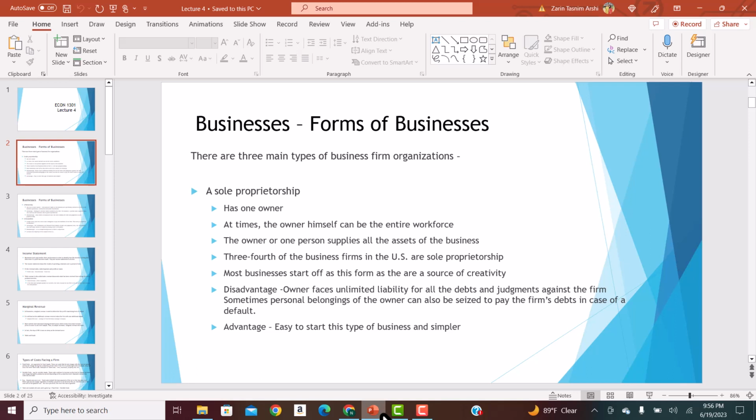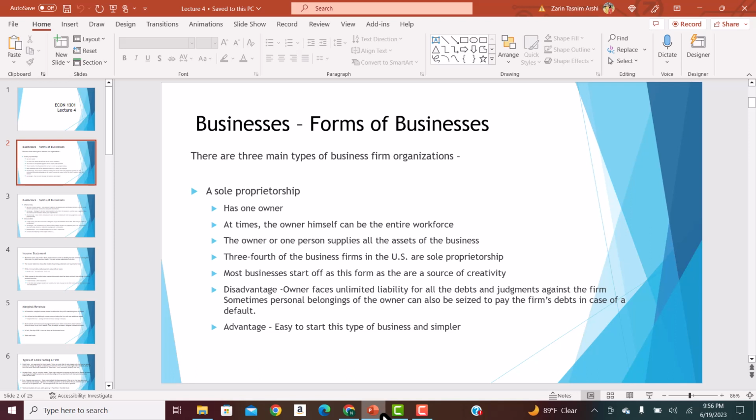The first one is called the sole proprietorship. Okay, so this is one of the simplest forms of business, and it has only one owner. So when we talk about a sole proprietorship, the business is owned 100% by one person or one entrepreneur. There are no other partners involved in the business. Okay, at times the owner himself can be the only employee of the business.